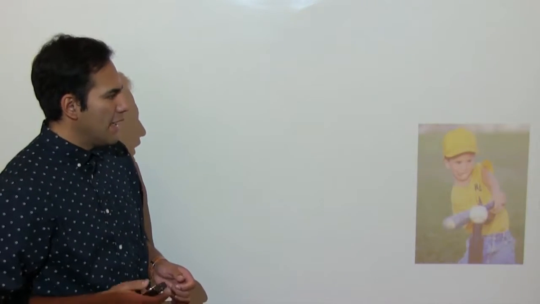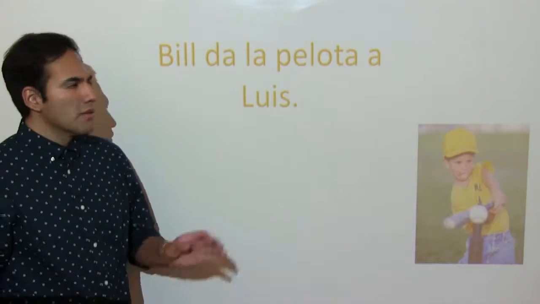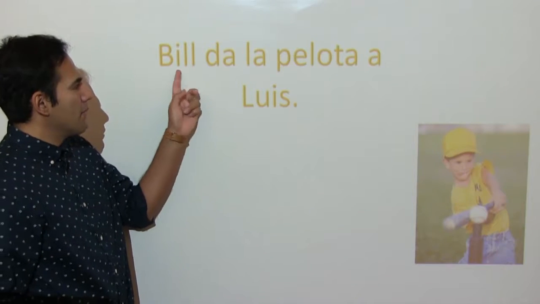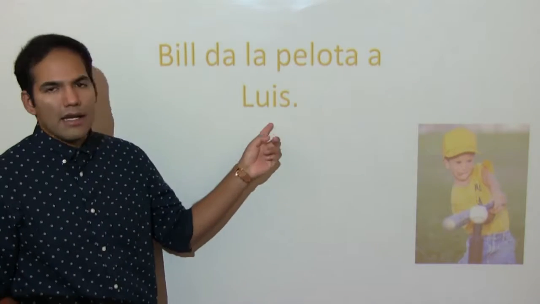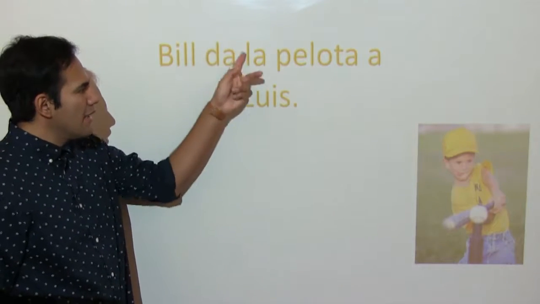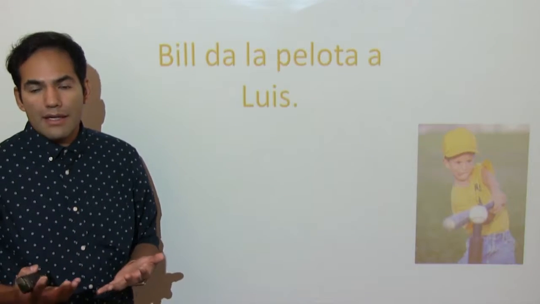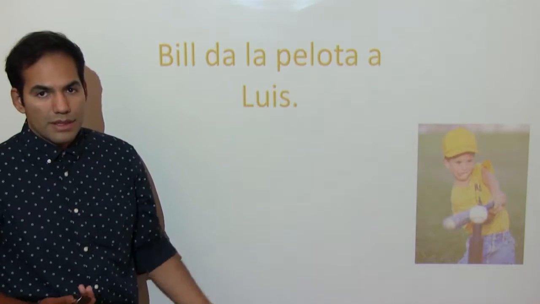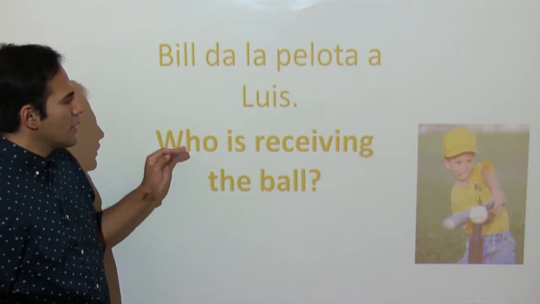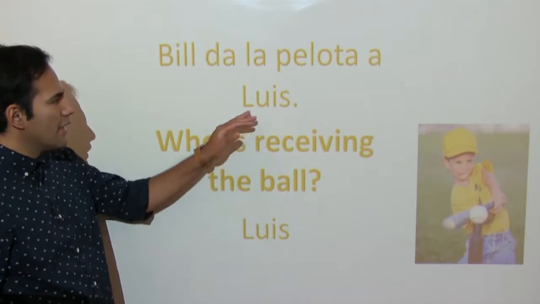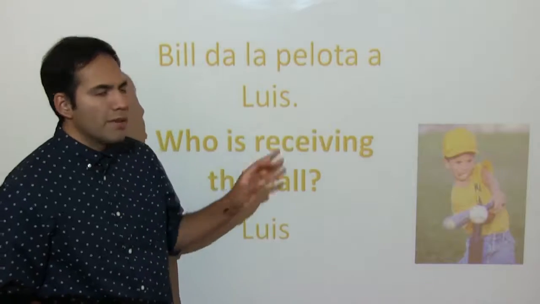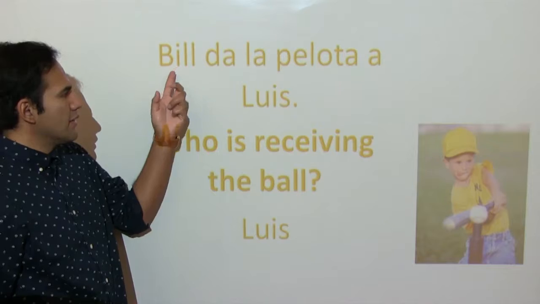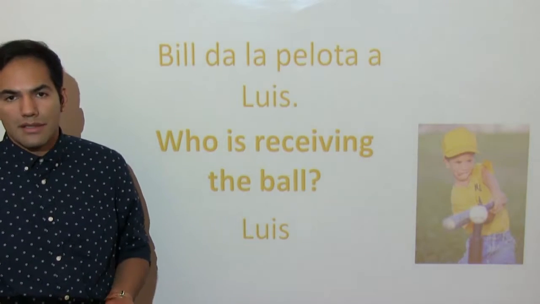So here I have Bill, who is doing something. Bill da la pelota a Luis. So we know that da, it's the verb dar, which is to give. So Bill gives the ball to Luis. Okay, so who's receiving the ball? Luis. So in this case, Luis will be our indirect object. La pelota, it's our direct object, and Bill, it's our subject because he's doing the action.